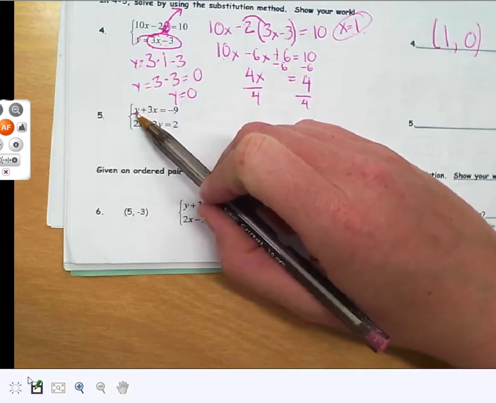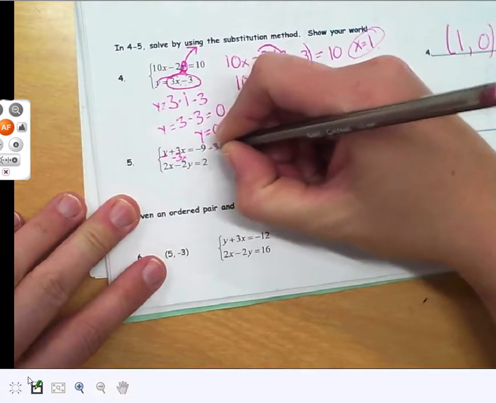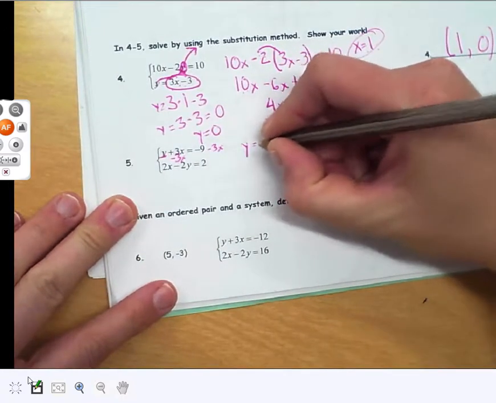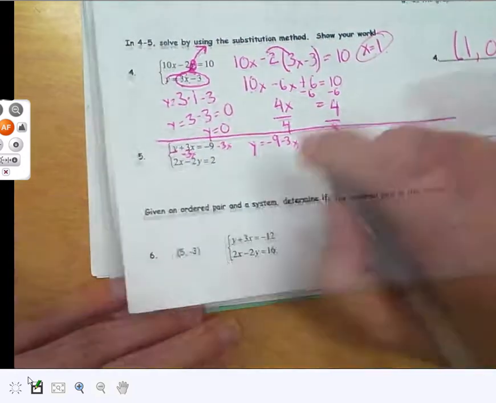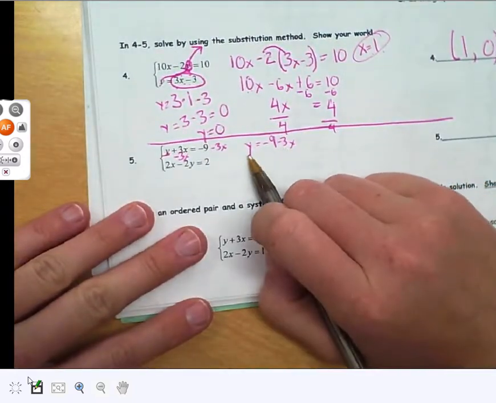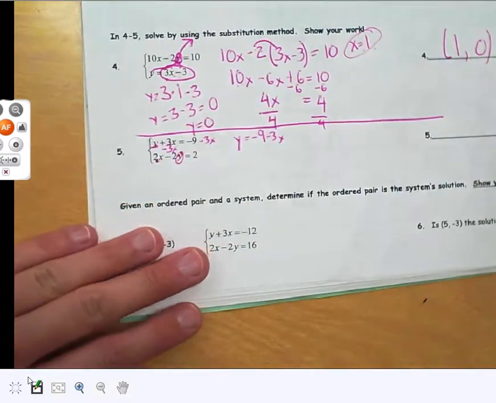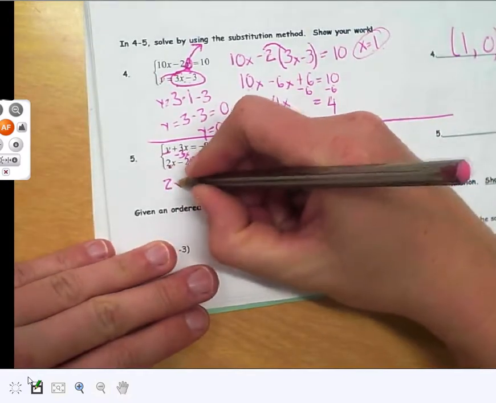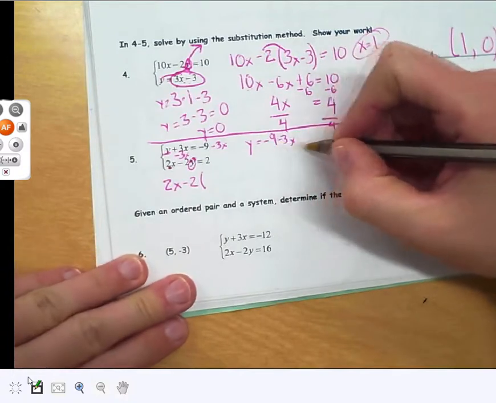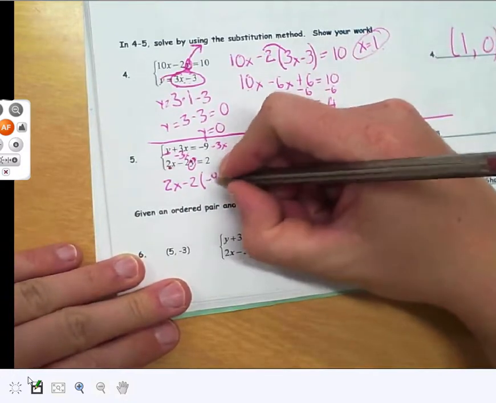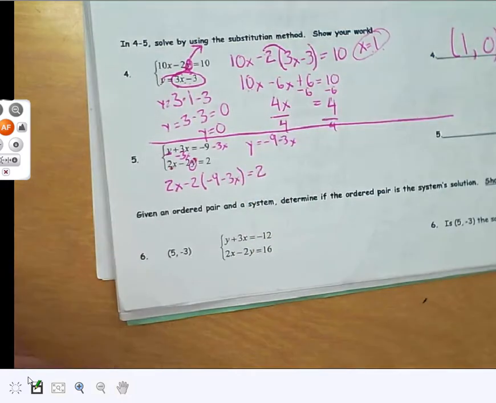So the first thing I'm going to do is minus a 3x. That gives me y equals negative 9 minus 3x. So the y is by itself. At that point, I can substitute. I'm going to substitute right here for this y. And you can substitute for x or y at any point. Replace this y with what y is equal to: negative 9 minus 3x equals 2.